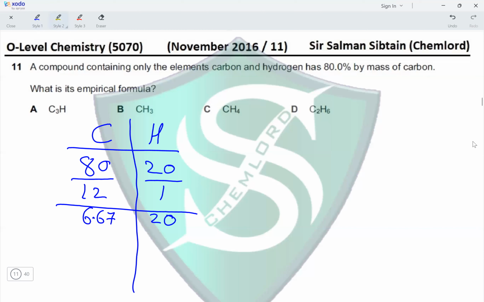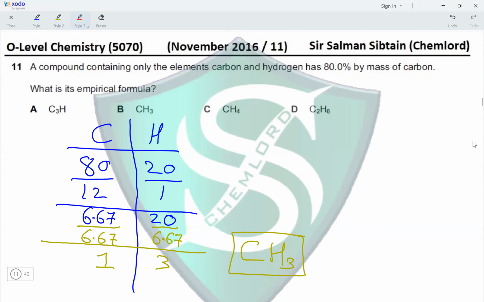Next, we would divide these values by the smallest number, which is 6.67, which would give us a value of 1 for carbon and a value of 3 for hydrogen. So this would make the empirical formula CH3. This shows that the correct option for this question is option B.